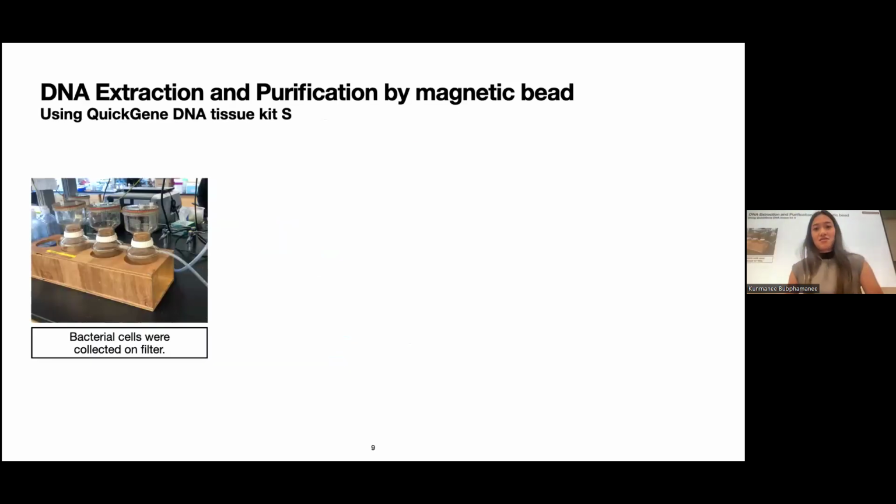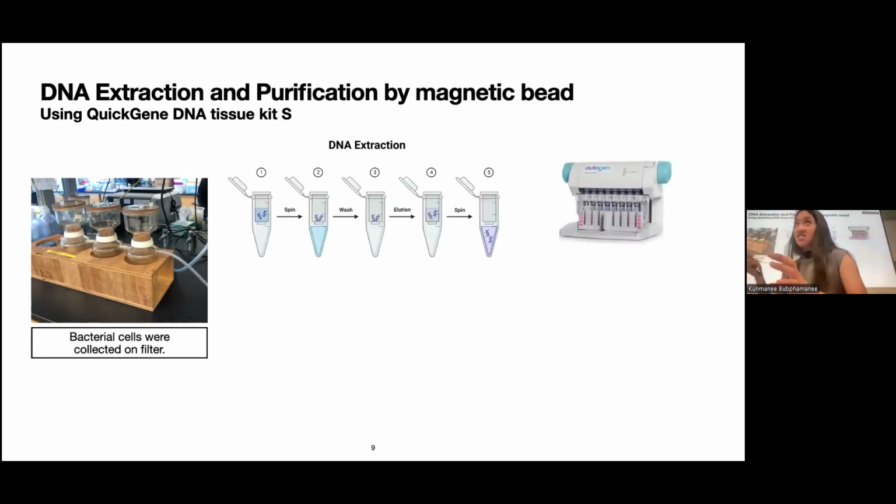So now, the actual work. We already have a culture in 1 liter volume, and to do that, I have to collect the bacteria and filter it, concentrating it on the filter. Whatever I have on this filter is just the bacteria in the culture. Then I have to extract just the DNA from it. This is just a simple graphic that I found online.